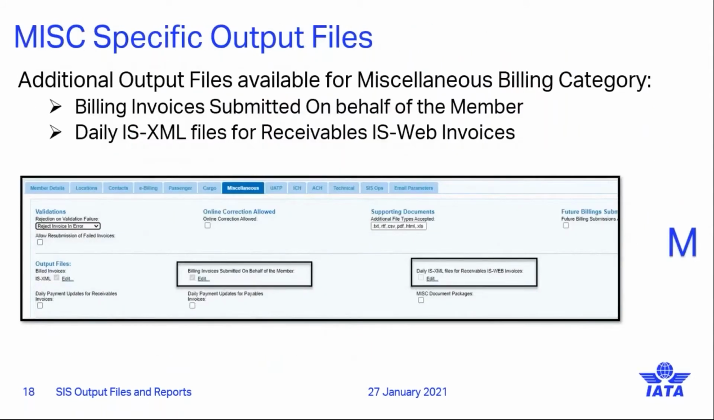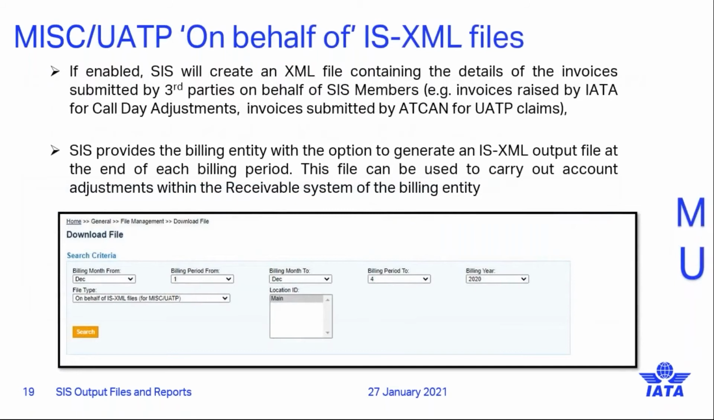Now we move forward to the miscellaneous specific output files, which are in addition to the standard output files that we saw so far. We have, specific to the miscellaneous category, the billing invoices submitted on behalf of the member and the daily ISXML file for receivable IS Web invoices. So these are the two options that you have under the miscellaneous tab in SIS: billing invoices submitted on behalf of the member and daily ISXML files for receivable IS Web invoices. If you choose to enable these two options, we will go and explain them one by one.